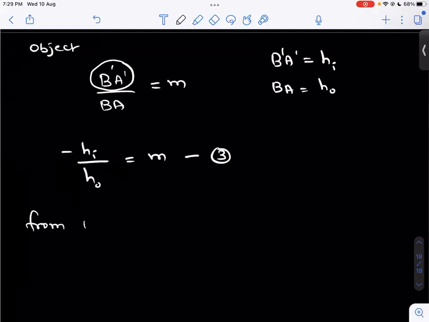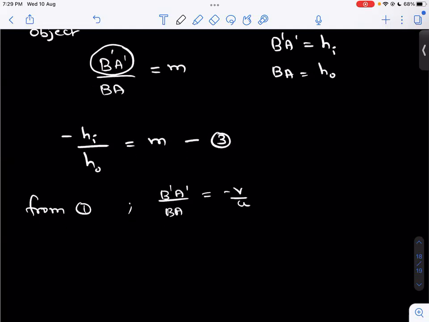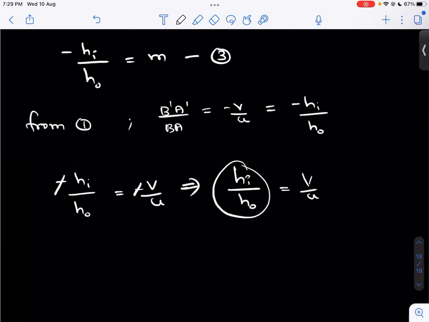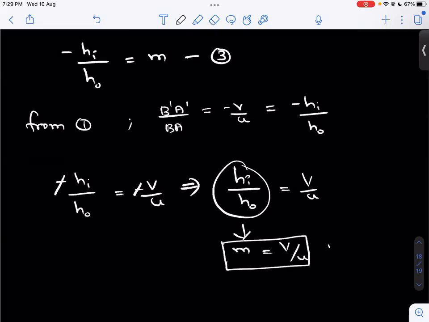But from 1, we know that B dash A dash divided by BA is equal to minus V by U. But what is B dash A dash by BA? It is minus HI divided by H naught. So minus HI divided by H naught is equal to minus V by U. Minus and minus will get cancelled, which implies the height of the image divided by the height of the object is V by U. This is magnification, and the magnification is given as V divided by U.